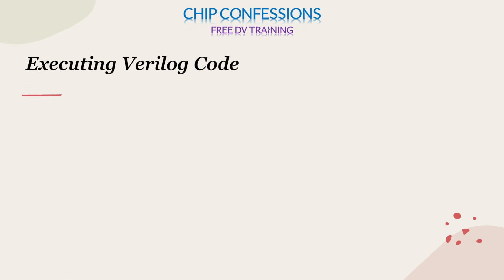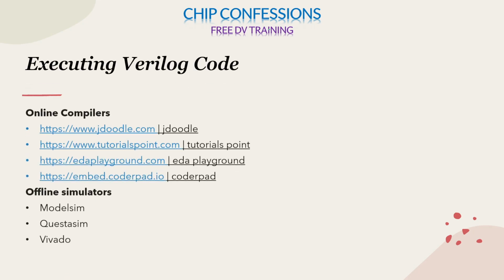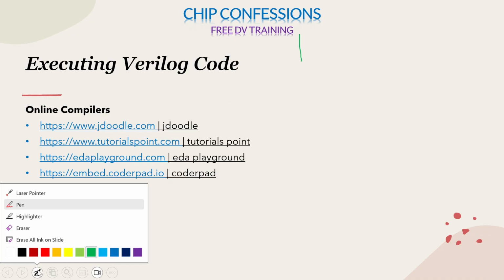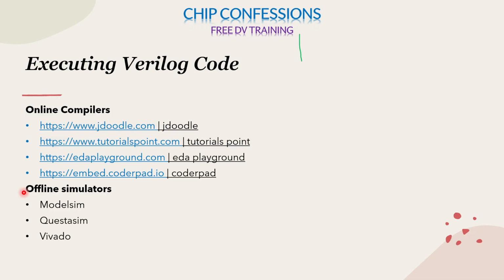So let us see now how we are going to execute the Verilog code. We have online simulators and compilers, such as the JDoodle website, the Tutorialspoint website, EDA Playground, and CoderPad. The difference is EDA Playground takes Verilog and SystemVerilog.